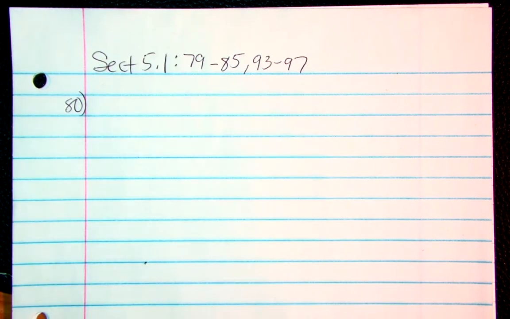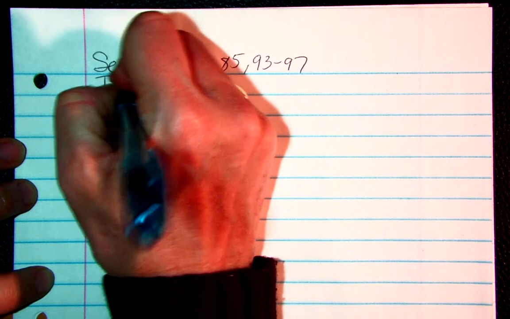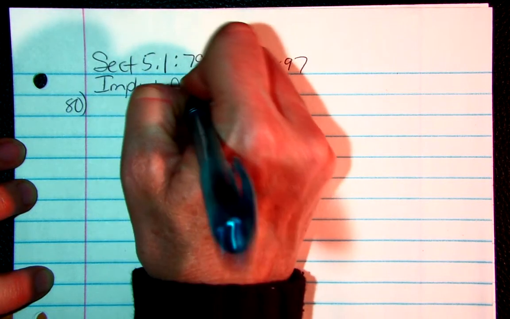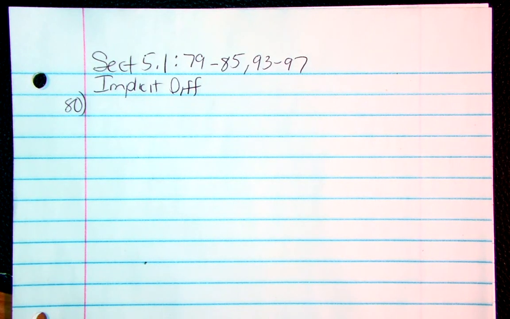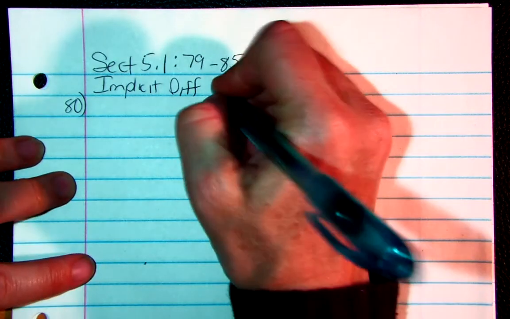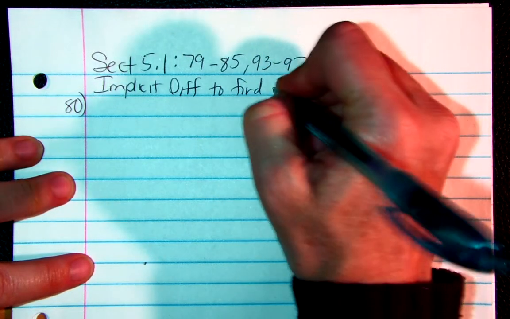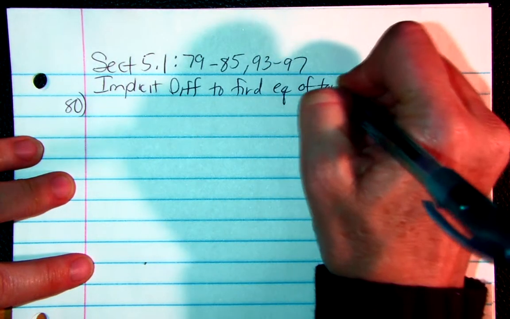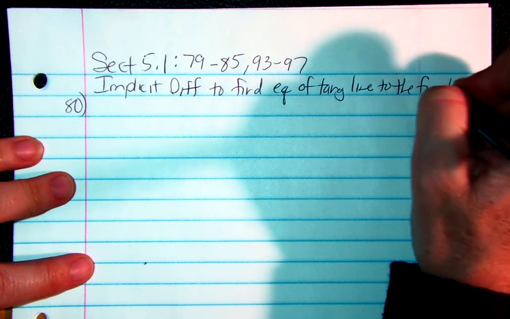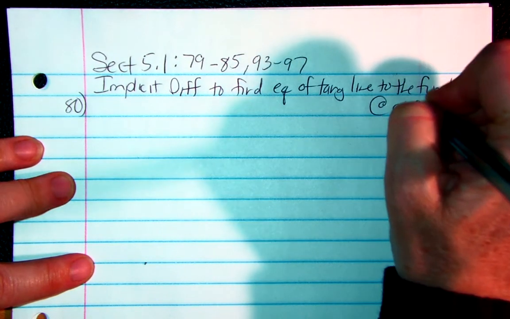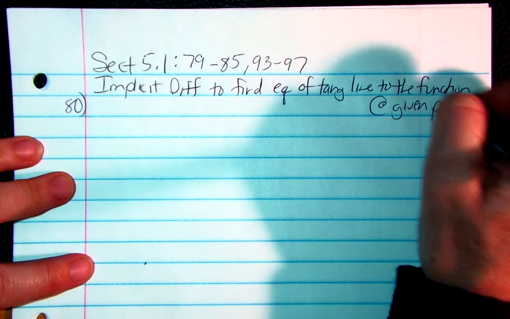So the first one I'm going to do is number 80. And 80 asks us to use implicit differentiation to find an equation of the tangent line to the graph at the given point. To find the equation of a tangent line to the function at a given point. We haven't heard that phrase in a little bit.